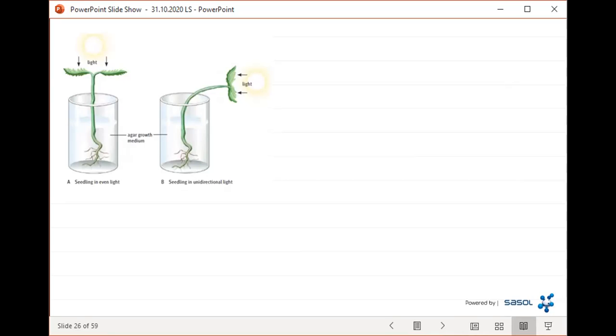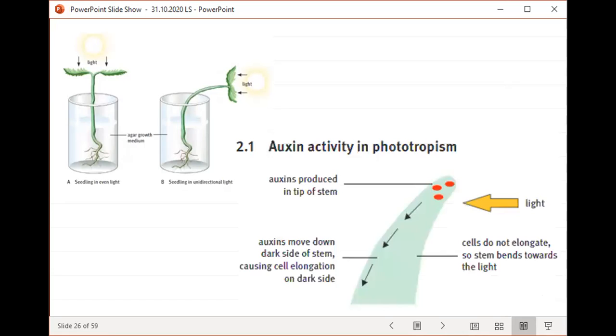So remember, in the previous slide, we did mention that plant movements depend on the direction of the stimulus. Okay, so here we can also see the auxin activity in phototropism as to why this seedling in unidirectional light bends. Firstly, we know that auxins are produced in the tip of the stem, and this is our light. This is where our stimulus comes from. It's a unidirectional light or unilateral light.